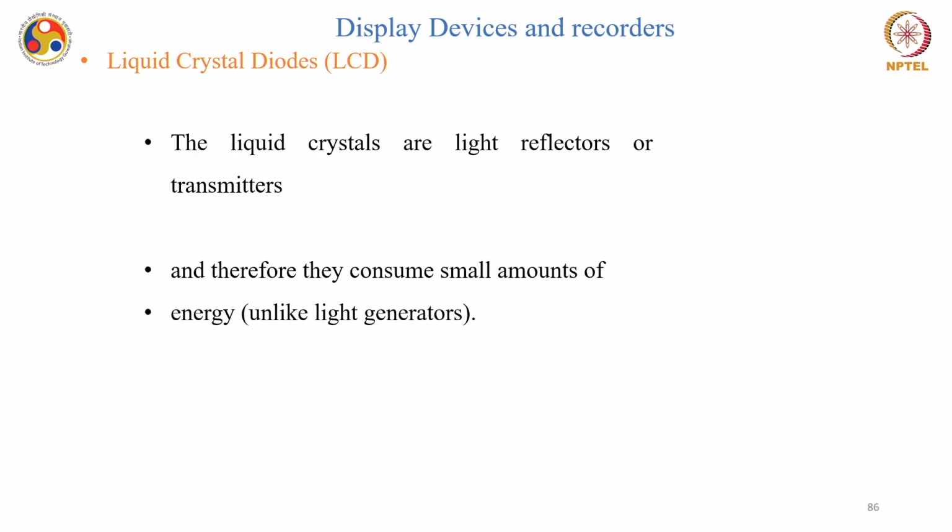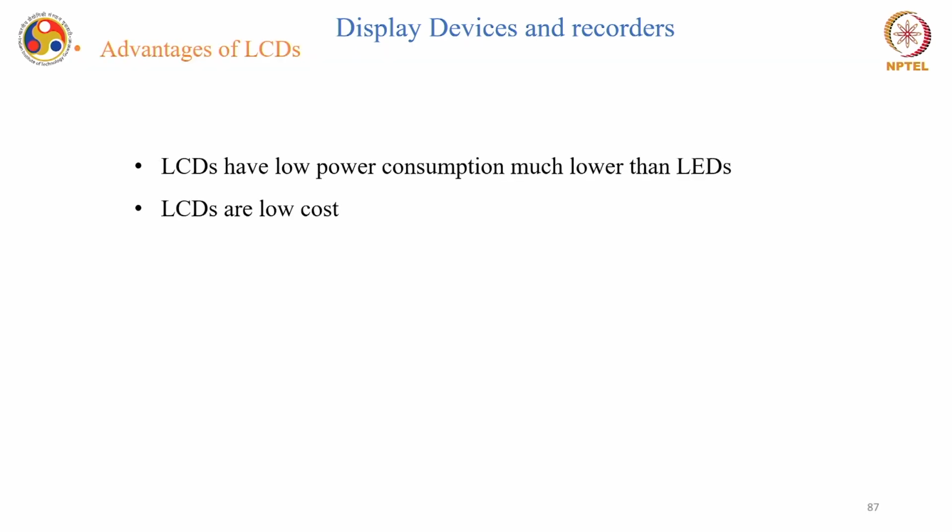Okay. The liquid crystals are basically light reflectors rather than emitters. You can say either reflector or transmitter, and therefore they consume less energy because they are not light generators. However, we have seen that LEDs are actually light generators. Okay. The charges are recombining at the junction and generating light. So, the biggest advantage of LCD is in the power consumption only.